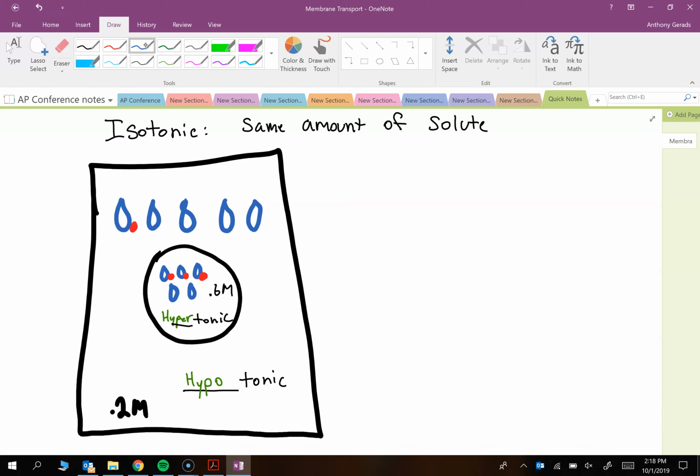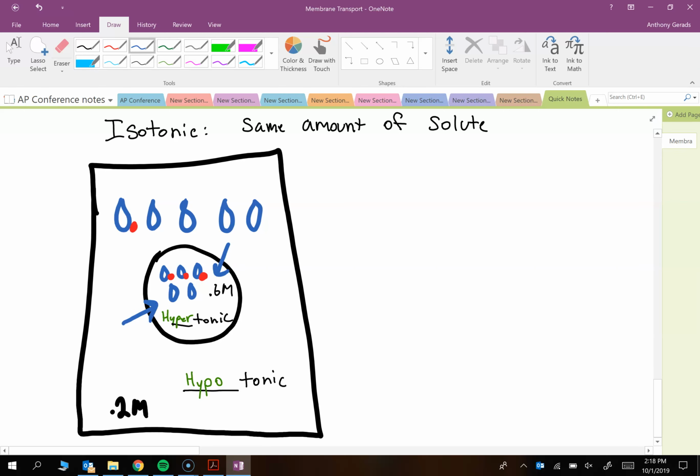Now I've got to figure out which way water moves. What do you think? Remember, if we look at our osmosis rules, water always moves from high free water to low free water. Where is there more free water? There's more free water on the outside. So which way is water going to move? Water's going to move in.